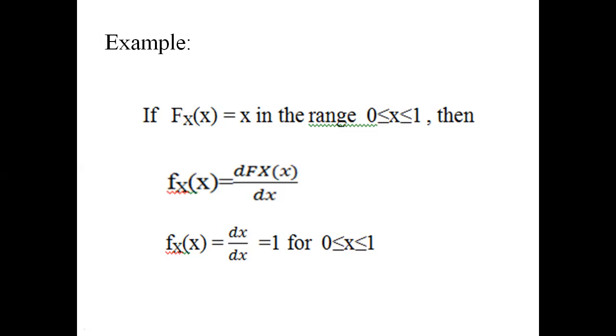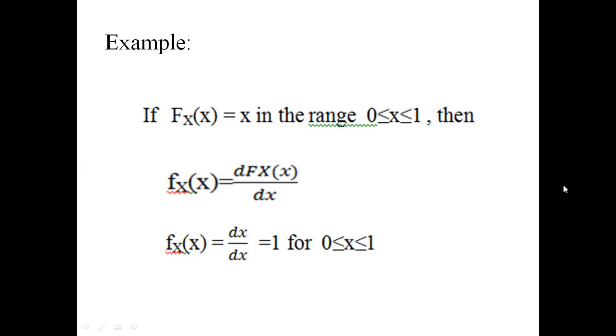How do we know this belongs to a continuous random variable? See here, based on this range between 0 to 1, we are taking each and every point between 0 and 1. Whenever we observe a range like this, that belongs to a continuous random variable. In this way, we calculate the density function for a continuous random variable.